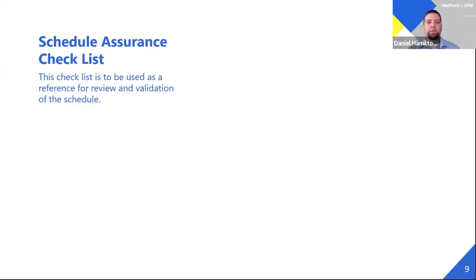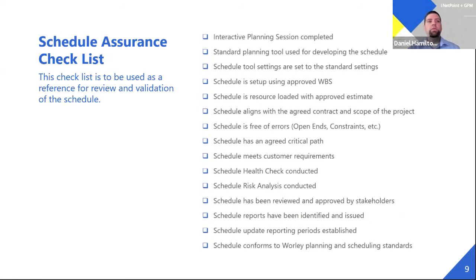Jumping over a little bit to schedule assurance. This checklist is to be used as a reference document for validation of the schedule. The checklist you see on the slide here is the many steps a planner must take to ensure a schedule is developed in a correct manner. We use this checklist to make sure we go through the correct process of developing a schedule, conduct review cycles, and add assisting documents to be developed to go with the schedule, such as a schedule basis.